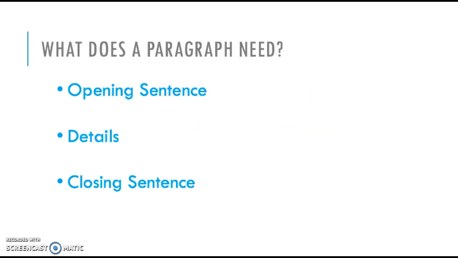So what exactly does a paragraph need? Well, it needs three main parts. First, an opening sentence, then you'll need the details, and last, you'll need a closing sentence. This is a way to bring in the reader, give them good details and information, and a way to send the reader off understanding your topic.